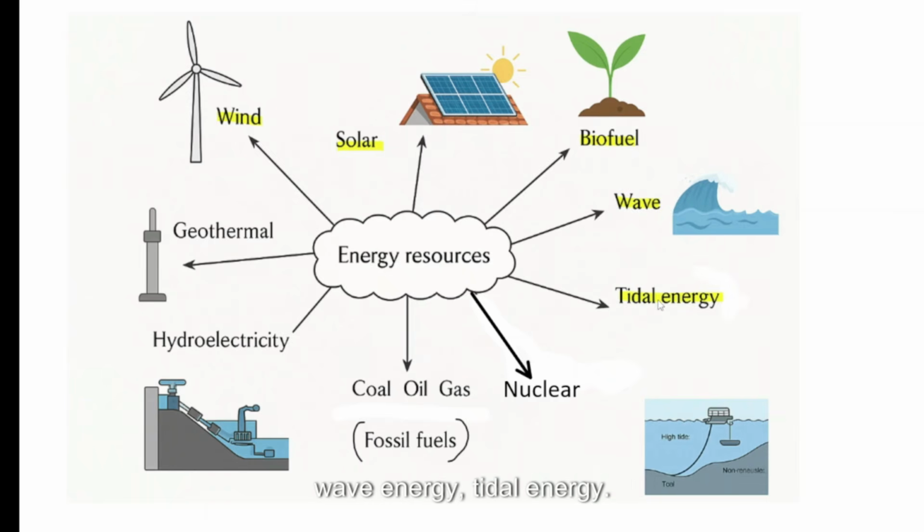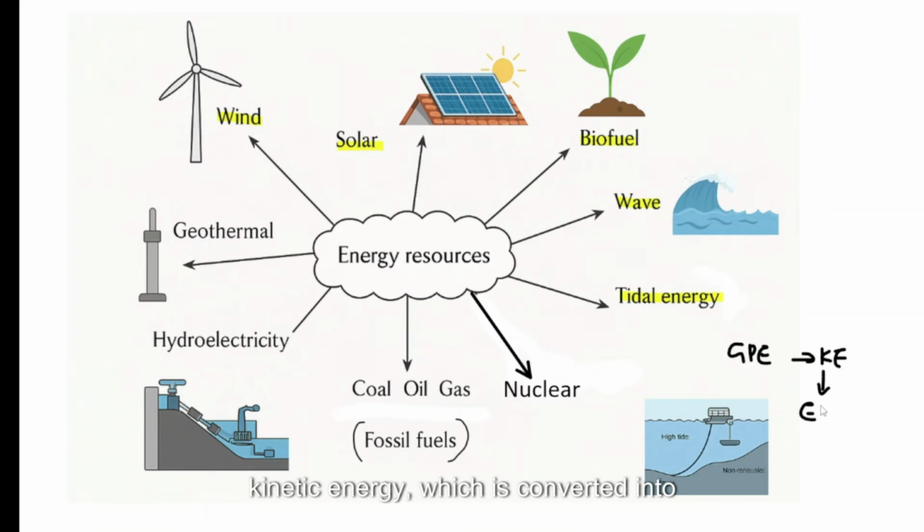Wave energy, tidal energy. Now these two, sometimes students get them a bit mixed up. They are actually slightly different. In wave energy, we use the energy of the moving waves to produce electricity. In tidal energy, it is the high tide and low tide. So when the sea level goes up in high tide, you capture the water using tidal barrages, and when the other side goes down, you release that energy, and we can convert that gravitational potential energy of the water at the high level into kinetic energy, which is converted into electrical energy.